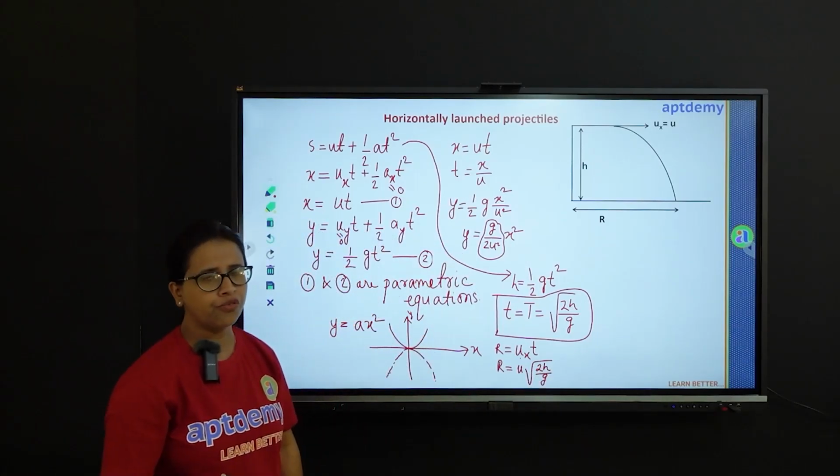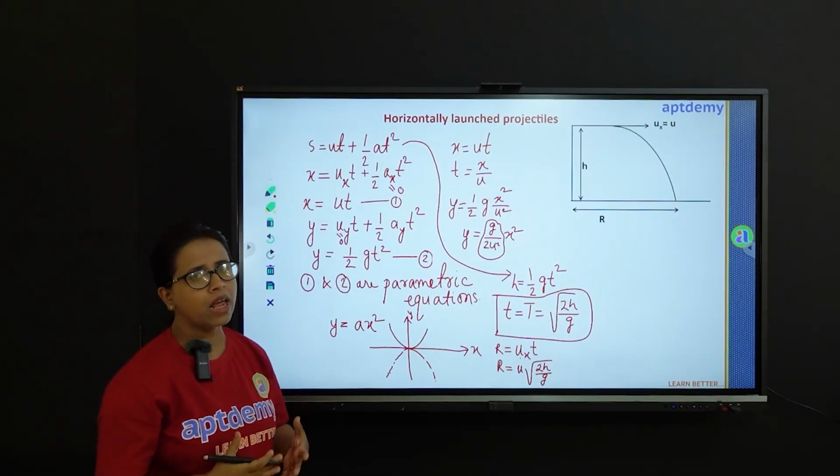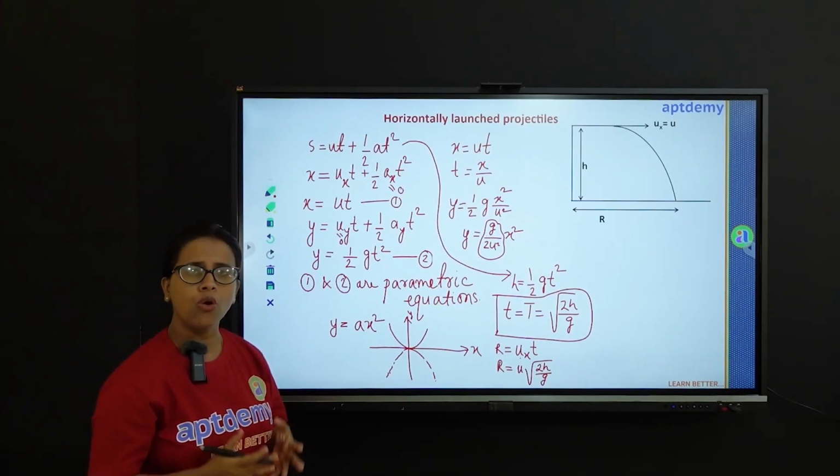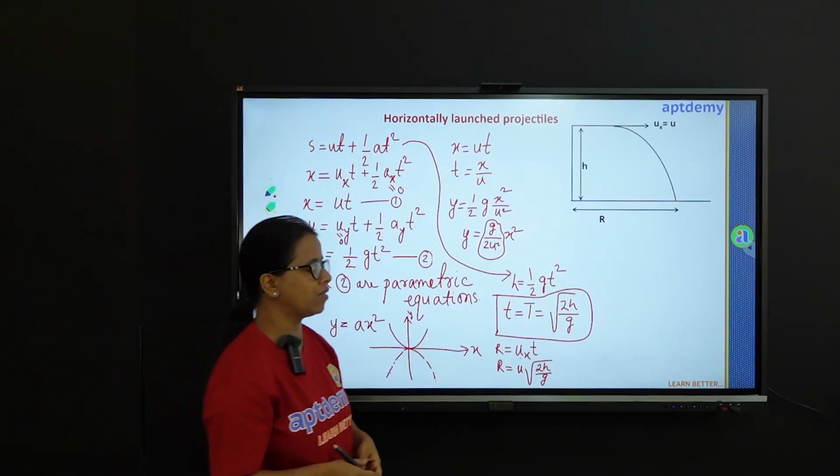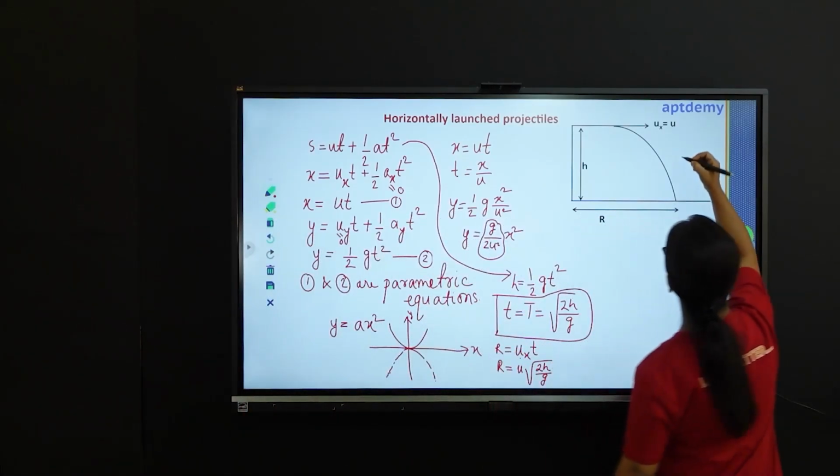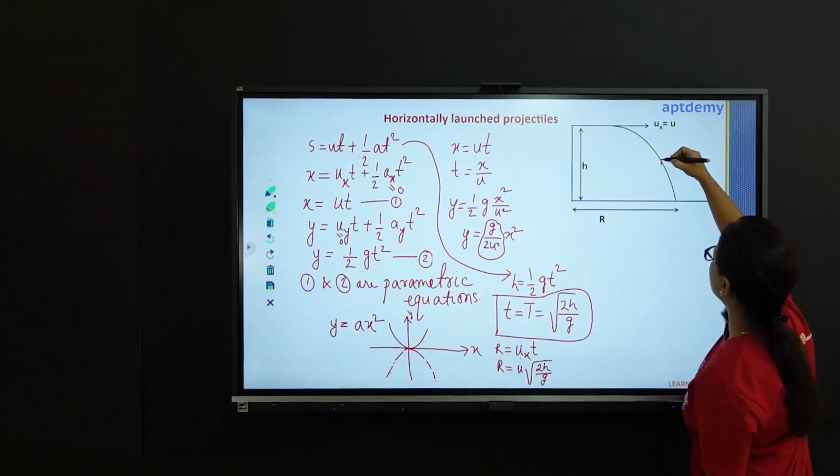Now, if you are asked to find out what the velocity of a particle or the projectile is at any point on its trajectory, suppose we choose a point P here.